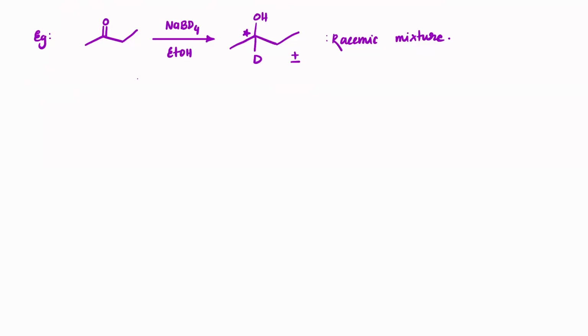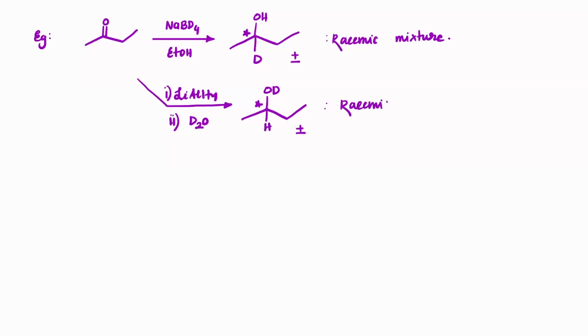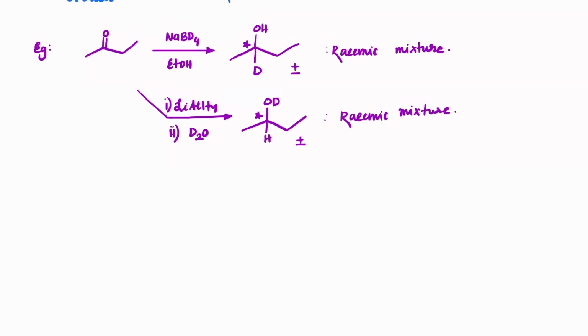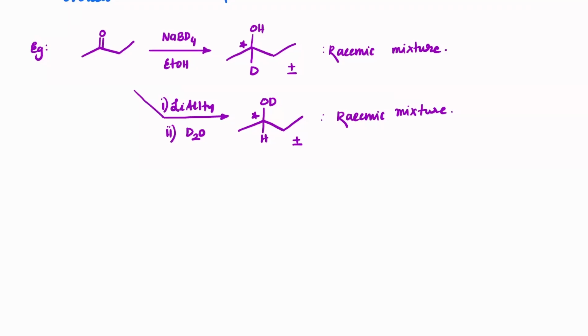Same way, if I take a similar question and I add lithium aluminum hydride followed by D2O, then we'll write the product as OD and H, again a chiral center, plus or minus, that is a racemic mixture. Right? So you're not getting the same compounds, so you should know in which case where the hydrogen is going and where the deuterium is going.